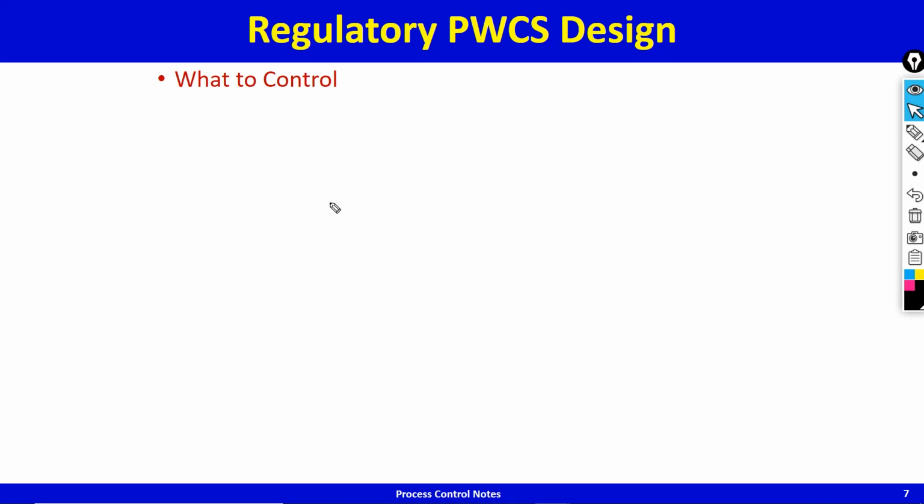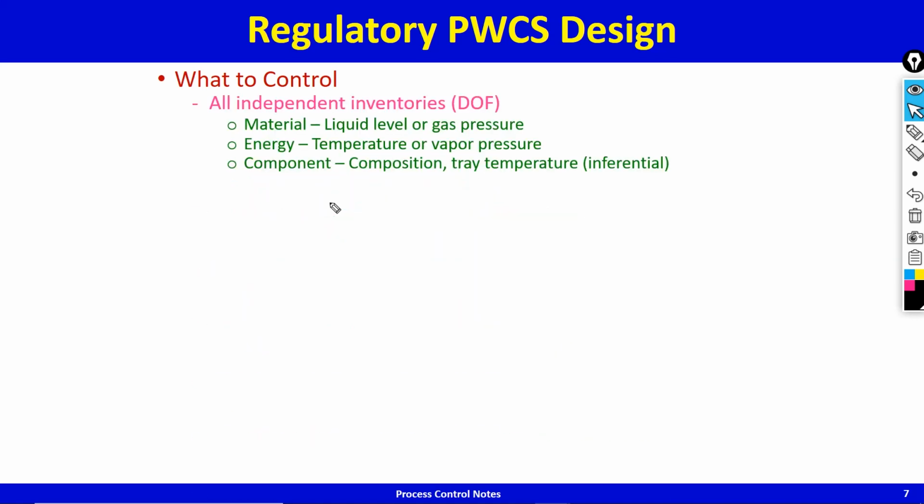Now, when you're designing a regulatory plant-wide control system, the key question is what to control. What should you control? Like we saw in degrees of freedom analysis, there exists tremendous flexibility in what to control, but purely from the regulatory perspective, purely from the perspective of ensuring that all steady state balances, all independent material and energy balances are closed, what you need to control are all independent inventories, and this is intimately linked to degrees of freedom analysis. Material inventories are typically reflected as liquid level.